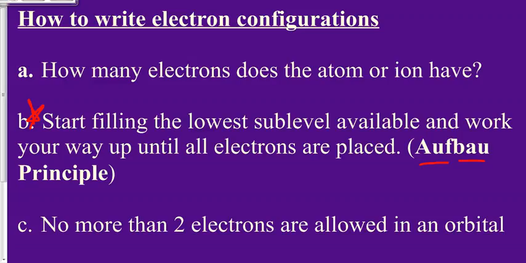Second, you want to start with the lowest or the first sublevel and work your way up until you've placed all of your electrons. This will ensure that you're in your ground state where all the electrons are in the lowest possible levels. This is based on the principle called the Aufbau principle. When you build a house, you start with the basement, the foundation, and you work your way up. The same thing happens with the electrons. And then just as a reminder, no more than 2 electrons are allowed in an orbital.